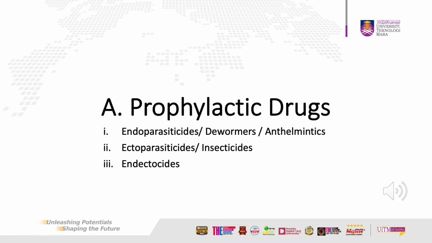Parasiticides are generally divided into 3 categories: endoparasiticides, ectoparasiticides, and endectocides. Endoparasiticides are used to kill internal parasites such as roundworms, tapeworms, and flukes. This is in contrast with ectoparasiticides, which are used against external parasites. There are also parasiticides that are effective against both endo and ectoparasites, which are known as endectocides.